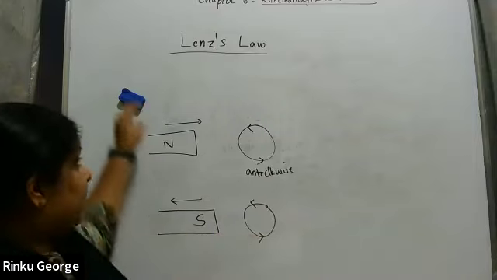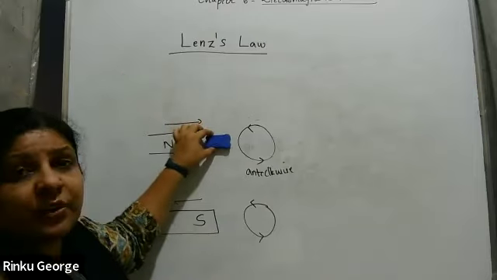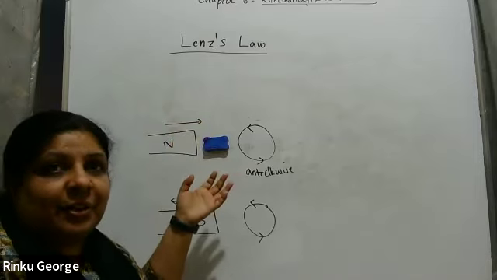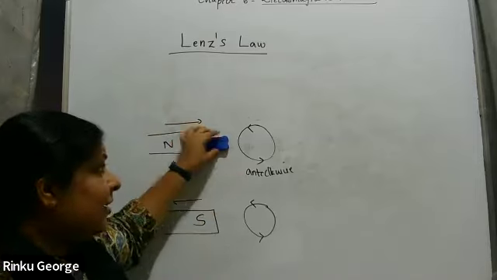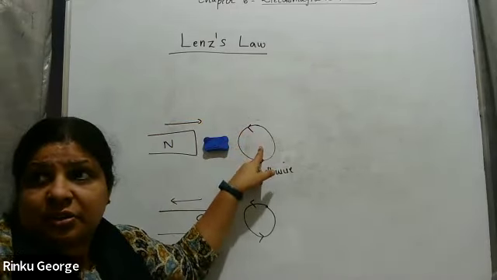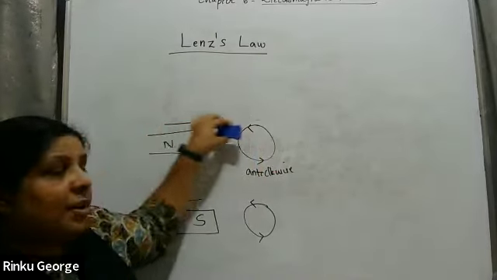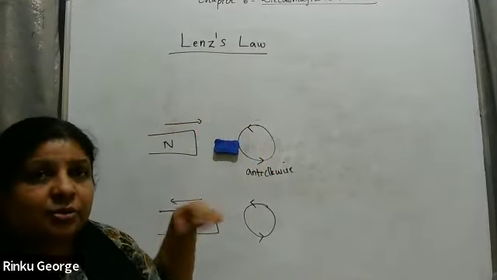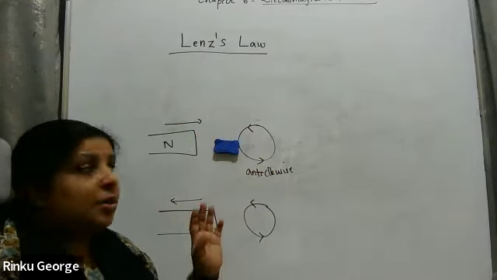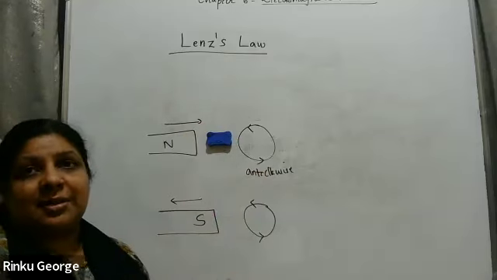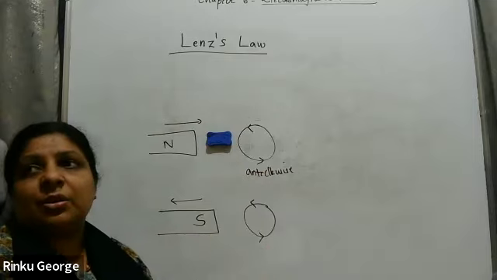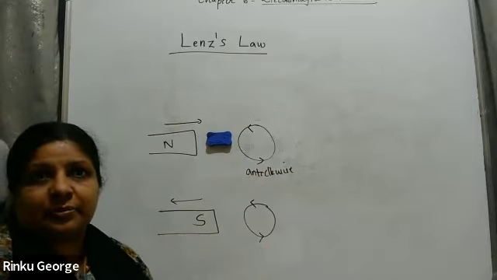Here the magnet is moved towards the coil. So I'm doing some mechanical work, and that mechanical energy is converted to electrical energy. We know energy can neither be created nor destroyed. Now the magnet is kept idle. I'm not doing any mechanical work. Is there any current produced? No. So likewise, Lenz's law obeys the law of conservation of energy.